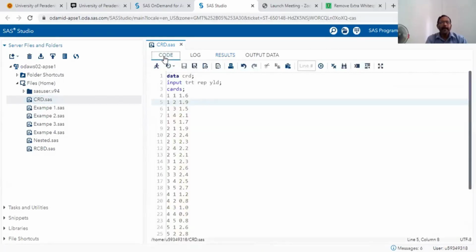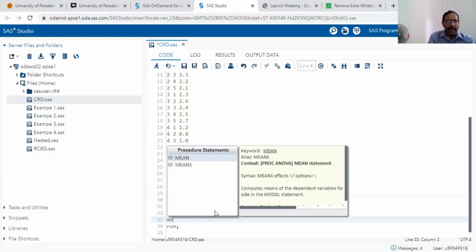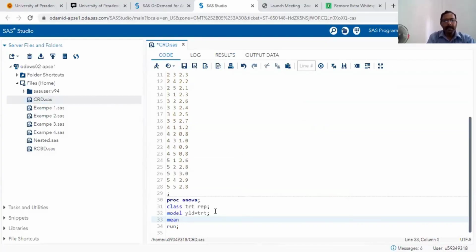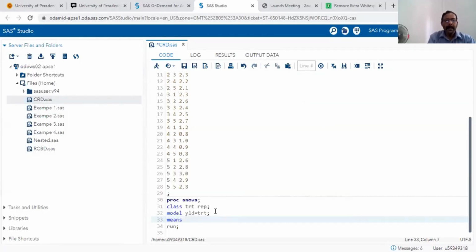So now that is the output. Based on the output, we come to a conclusion there is a treatment effect. Now I'm going back, and this is how we can include the program for mean separation. Write down very carefully. It says means, not mean. This is a statement, means. It goes under the ANOVA only. If you type just mean, it will not work.